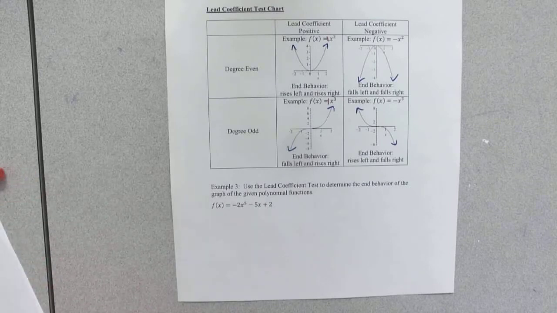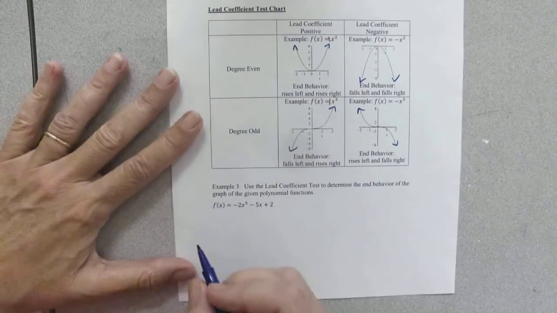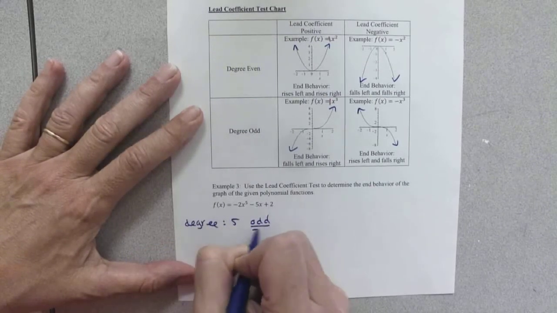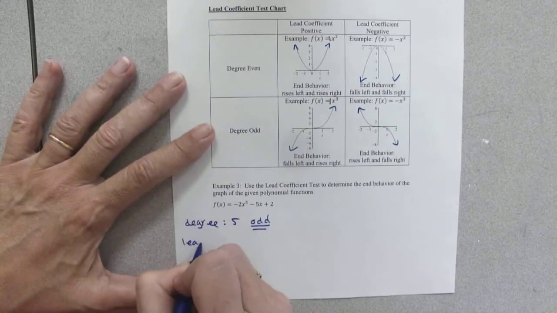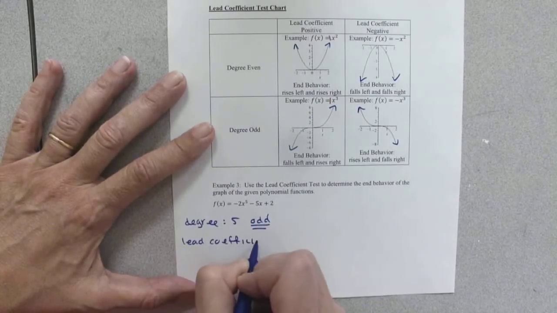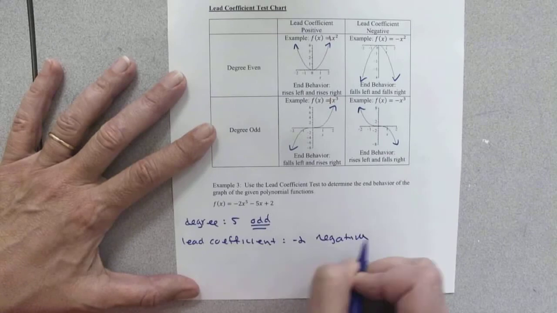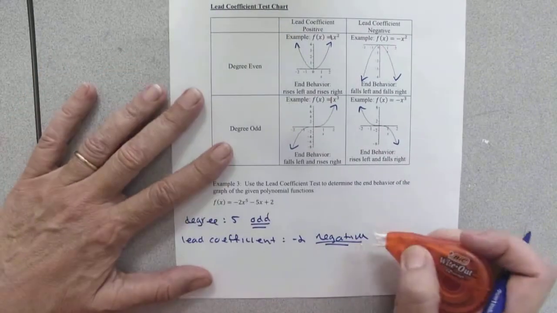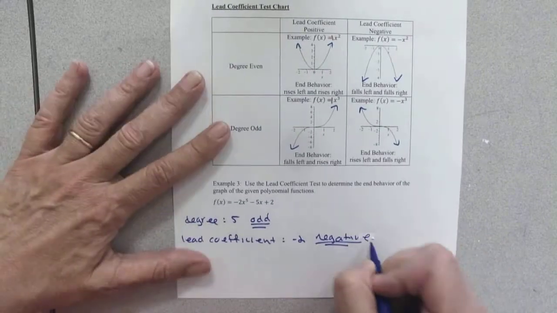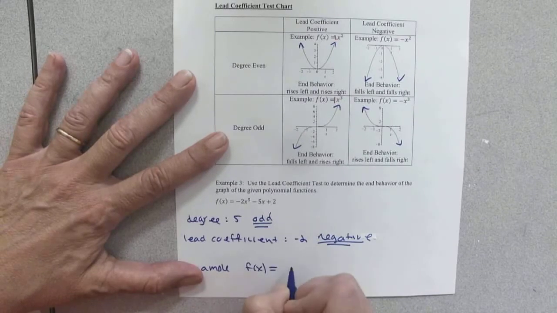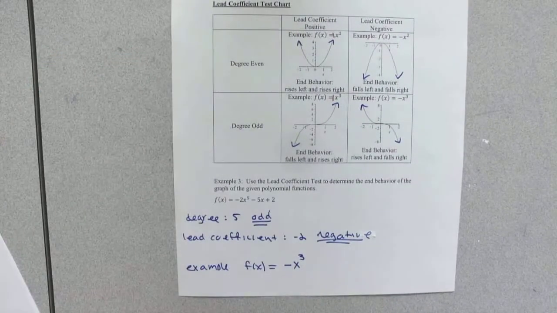So let's do a couple problems here. Use the lead coefficient test to determine the end behavior of the graph of the given polynomial functions. And again, I don't memorize these words. I give myself a little example. My degree is 5. And what I care about is that it's odd. My lead coefficient is -2. And what I care about is that it's negative. I don't really care about the 2 part. I care about the negative part. And so my example there that I think to myself would be f of x equals -x cubed.